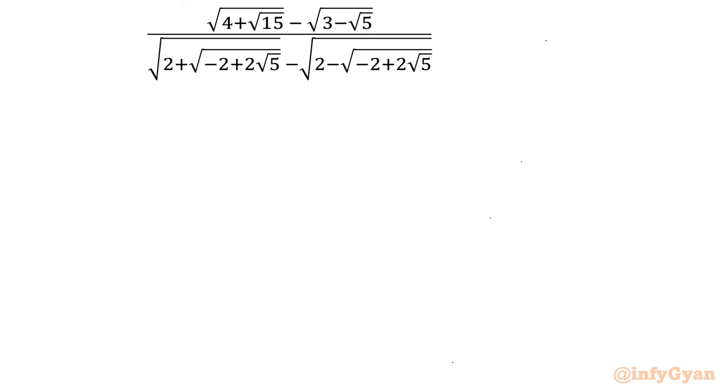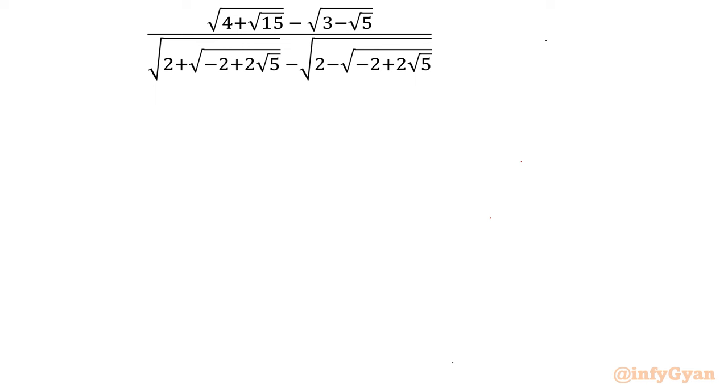In this very exciting video of Math Olympiad Challenging Expressions, we are going to simplify a nice expression: square root 4 plus square root 15 minus square root 3 minus square root 5, and then followed by the denominator. There are overall 4 terms, 2 in the numerator and 2 in the denominator. Let's get started by simplifying individual terms one by one.